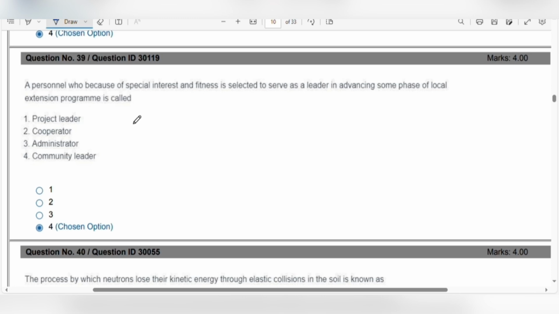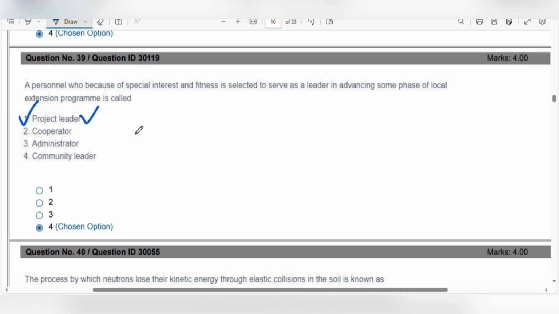A personnel who, because of special interest and fitness, is selected to serve as a leader in advancing some phase of local extension program is called. This is a very easy one. It's called project leader, right? Here, I don't think there is a need to explain any concept or anything.